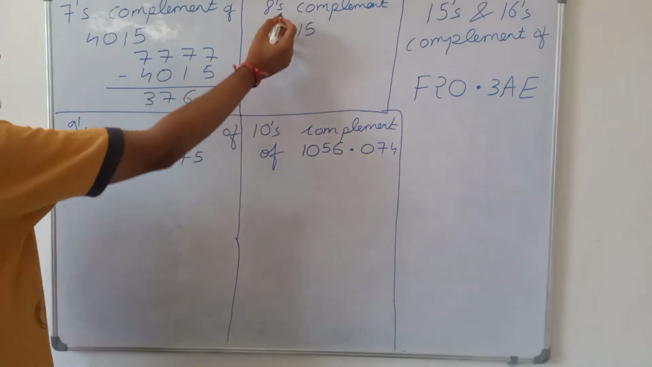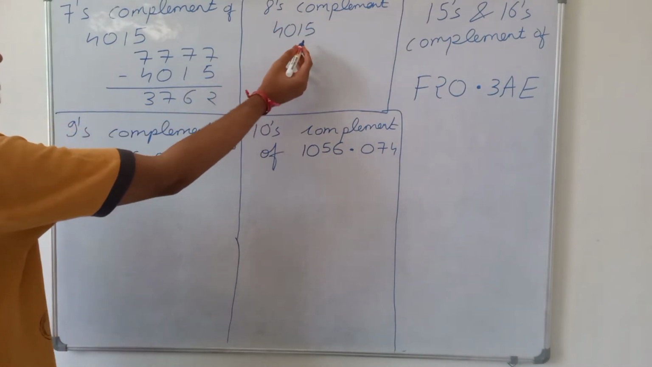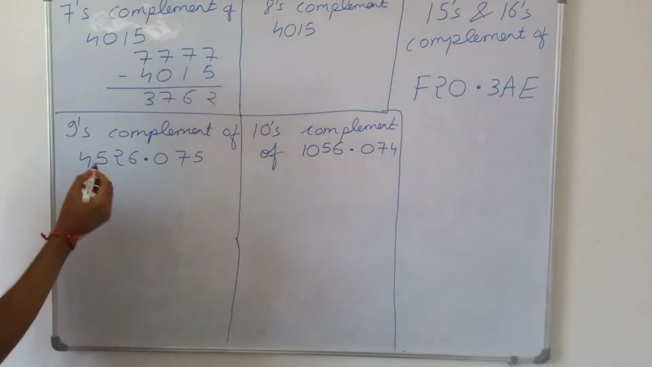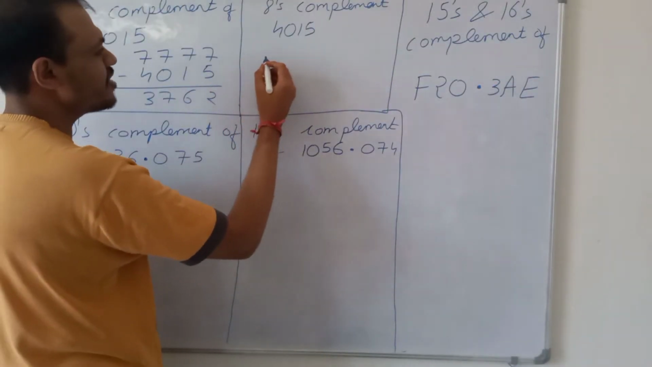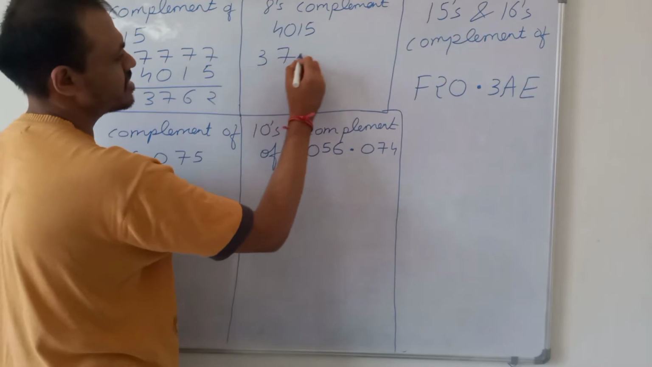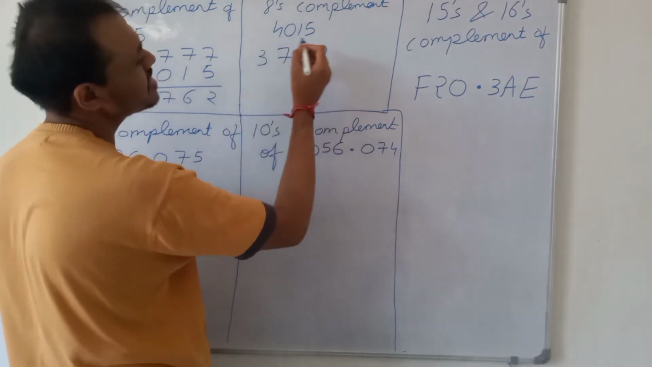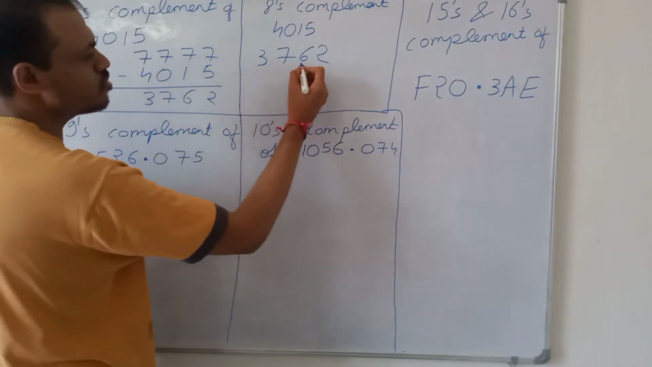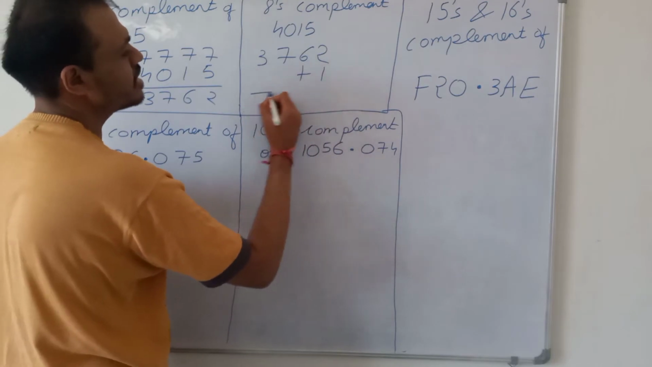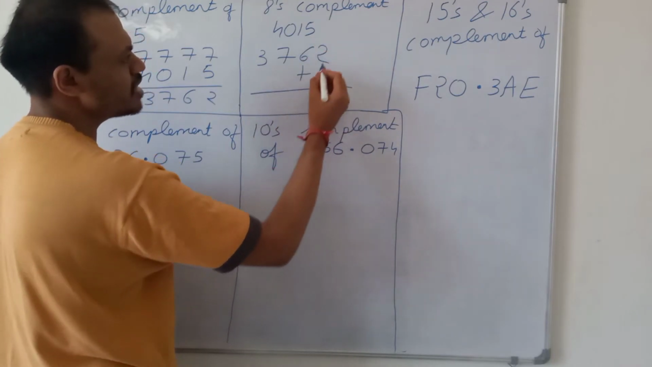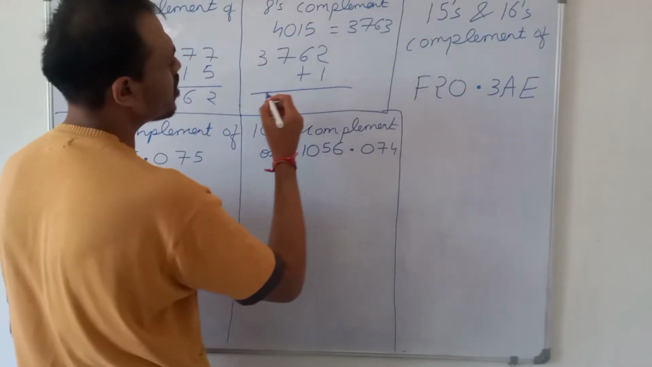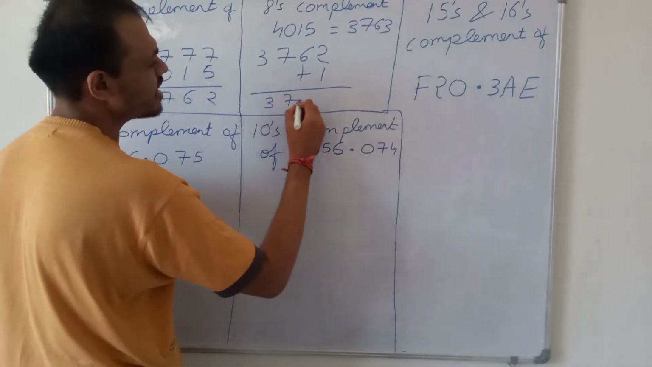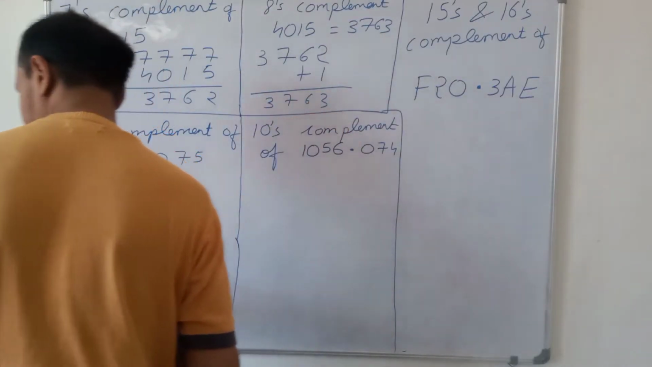Now if we have to find the 8's complement of 4015, we have already found the 7's complement of 4015. So 8's complement will be the 7's complement plus 1. The 7's complement of 4015 is 3762. Now you just add 1. So the 8's complement of 4015 will be 3763, because when you add 1 to this, you get 3763 as the answer.